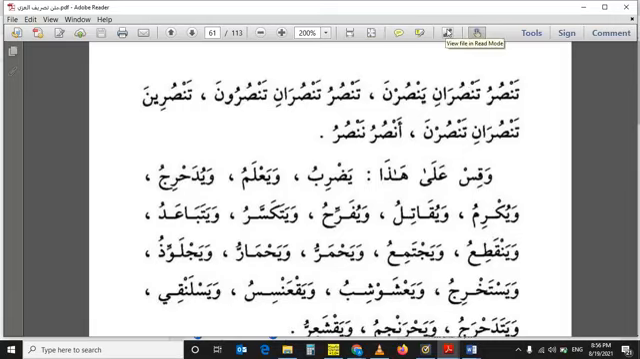Tansuru, you are helping, a singular masculine. Tansurani, you are both helping, two masculines. Tansuruna, you are all helping, three or more masculines. Tansurina, you are helping, just one single feminine. Tansurani, you are both helping, two or more feminines. Tansurna, you are all helping, feminines. Ansuru, I am helping. Nansuru, we are helping.